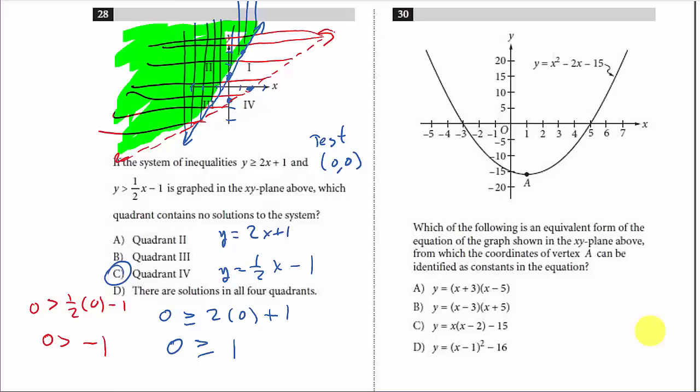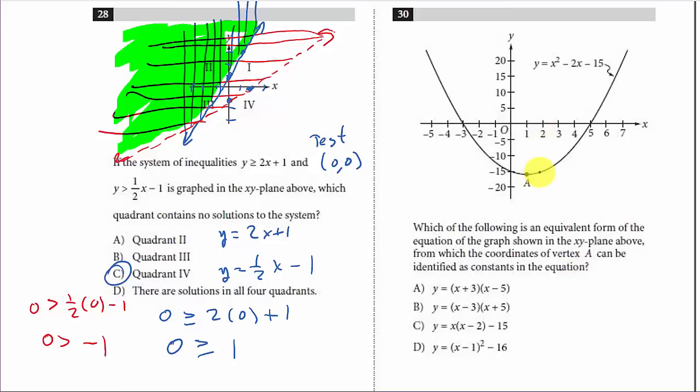Okay, so for number 30, let me think about this. Which of the following is an equivalent form of the equation of the graph shown? Okay, so what I would do is maybe convert it to the vertex form. Well, actually, we don't need to do that, do we?